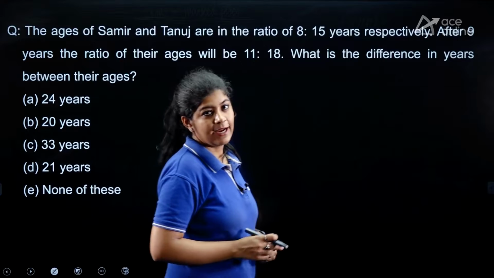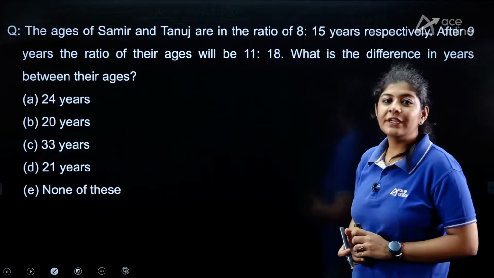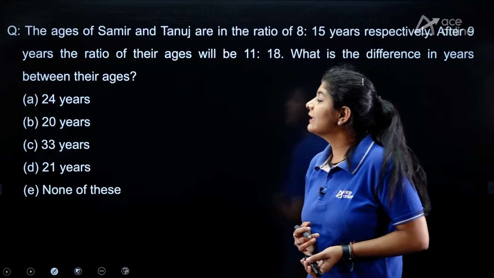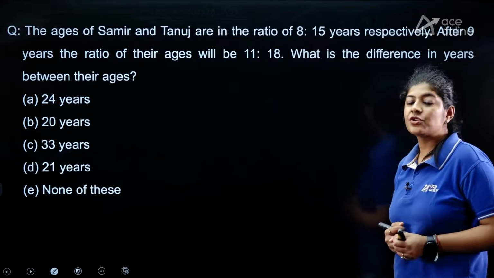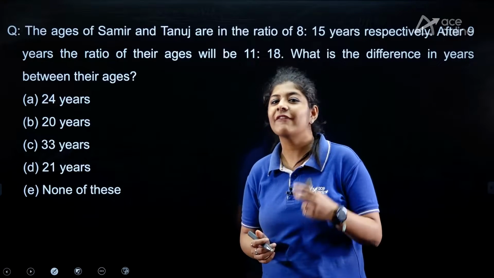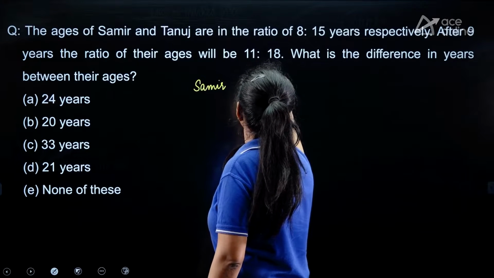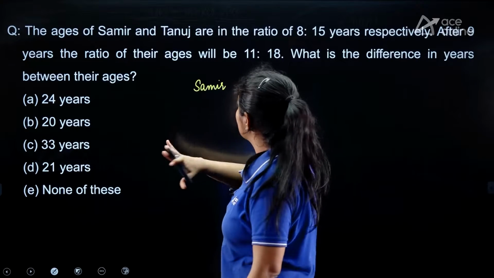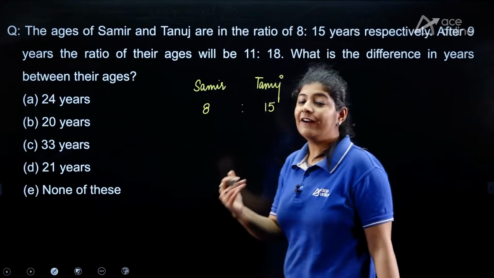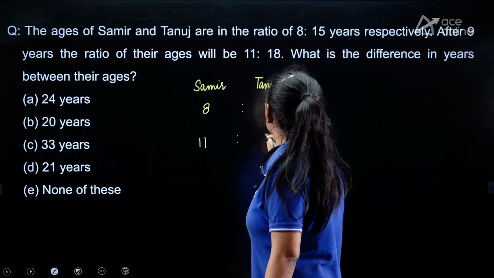The next question says that the ages of Samir and Tanuj are in the ratio 8:15 respectively. After 9 years, the ratio of their ages will be 11:18. What is the difference in years between their ages? Here we are only having two people. The first one is Samir and the second one is Tanuj, right? Initially, the ratio of their ages is 8:15. After 9 years, their ages are in the ratio 11:18.